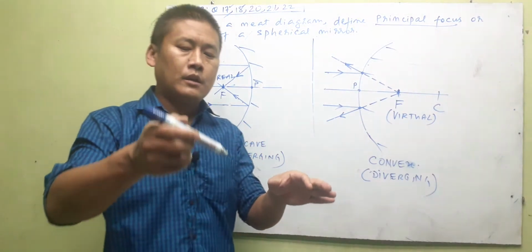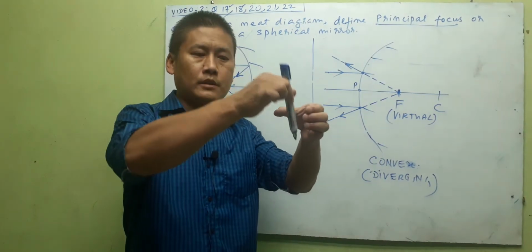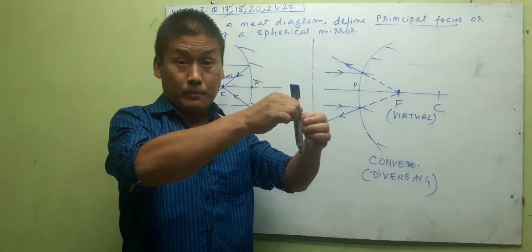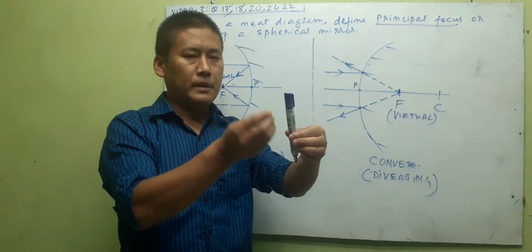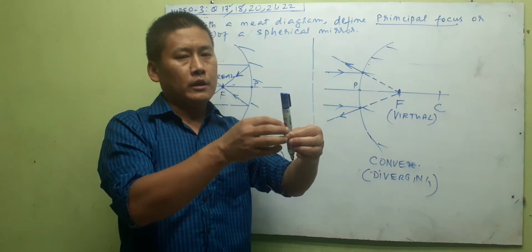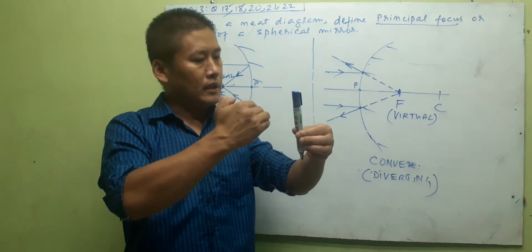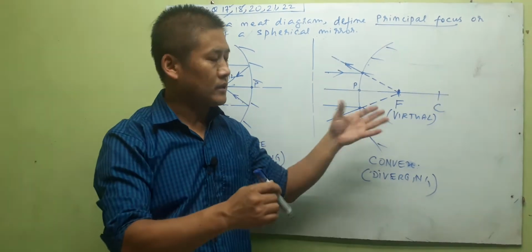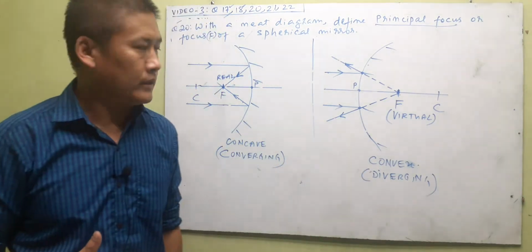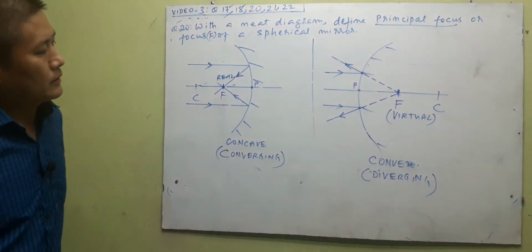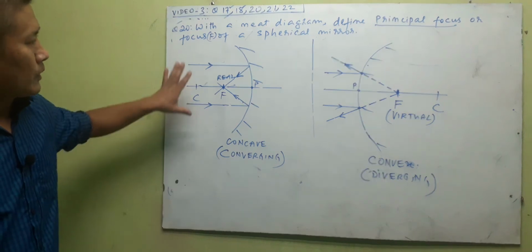For example, you put a pencil in a glass of water, your pencil looks bent, right? You have seen that already. Now the question to be asked is, is the pencil bent? No, but it looks bent. So that which looks bent is not real, that's virtual. Virtual means something which looks like that, but it's not actually like that in reality, right? So this is the definition for principal focus.